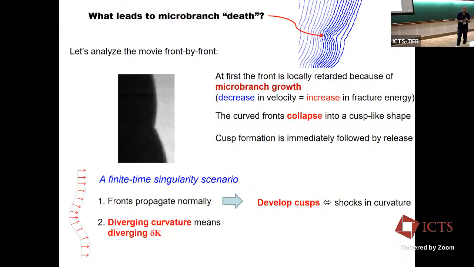Basically, it roughly follows something called Burgers' equation. And Burgers' equation just says, suppose we have a front that's moving at constant velocity, and we impose a curvature along that front.